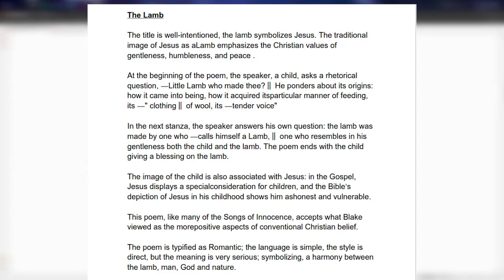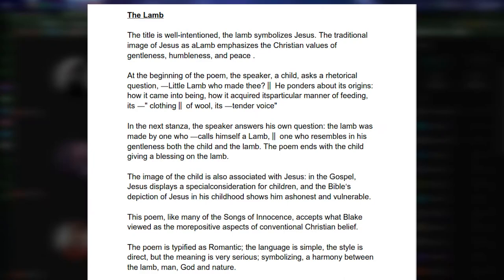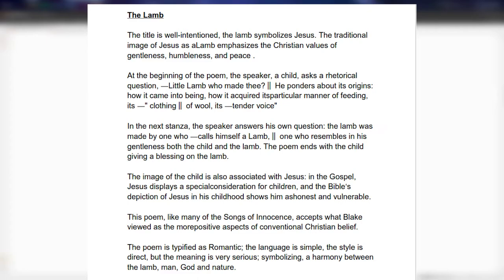The lamb was made by one. Who? Who is this one? He calls himself a lamb too. Oh my goodness. One who resembles in his gentleness both the child and the lamb. Now, we've got a different speaker. We've got a different speaker now. Okay? Now, somebody else is commenting on both, on the lamb and on the child.